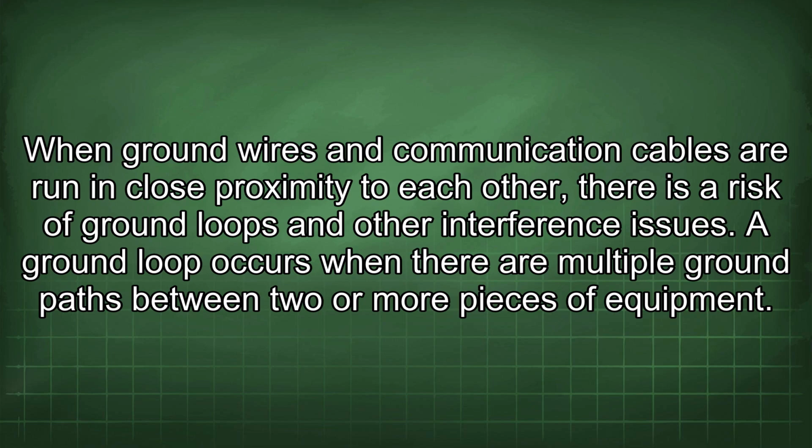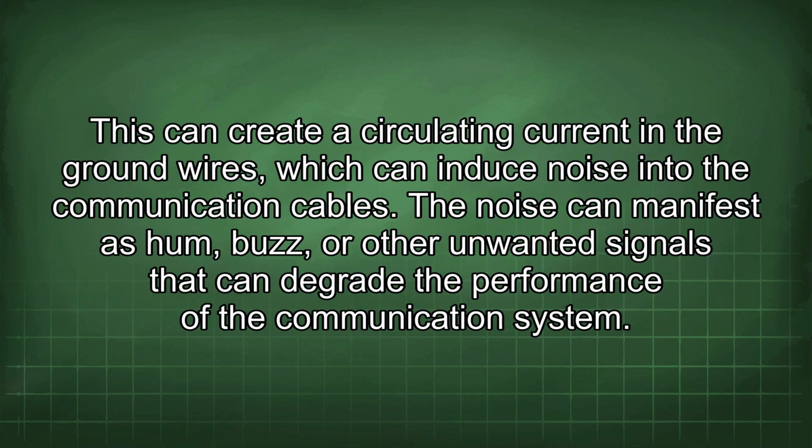A ground loop occurs when there are multiple ground paths between two or more pieces of equipment. This can create circulating current in the ground wires, which can induce noise into the communication cables. The noise can manifest as hum, buzz, or other unwanted signals that can degrade the performance of the communication system.